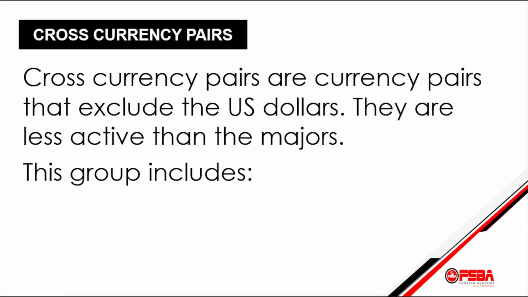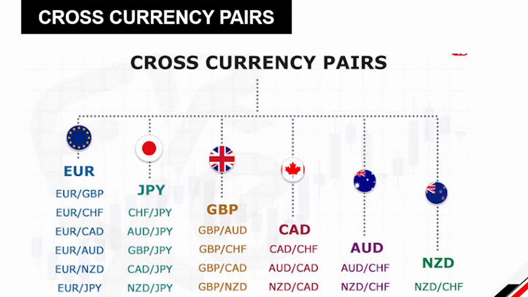Cross currency pairs. Cross currency pairs are currency pairs that exclude the US dollar. They are less active than the majors. This group includes the EUR/GBP, EUR/CHF, EUR/CAD, EUR/AUD, EUR/NZD, EUR/JPY, and the likes. All these pairs don't have USD in them.